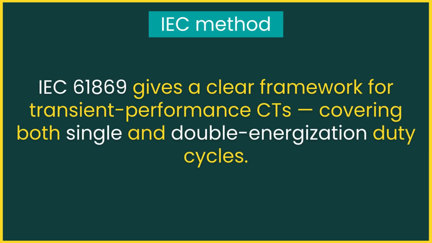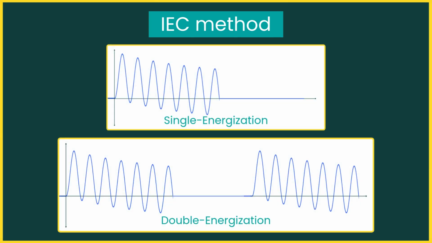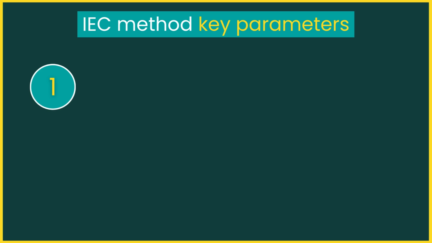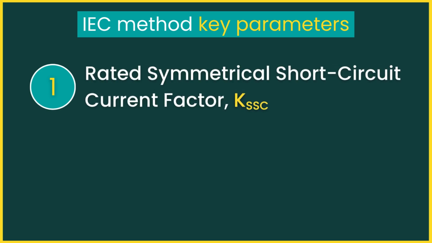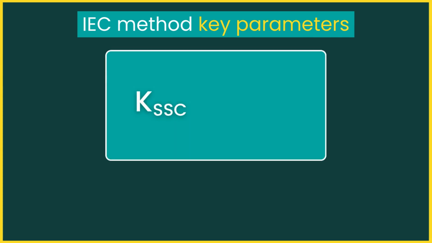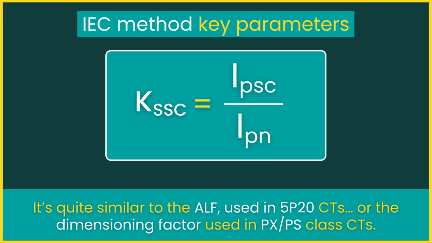IEC 61869 gives a clear framework for transient-performance CTs, covering both single and double-energization duty cycles. And it defines two key parameters. Number 1, the rated symmetrical short-circuit current factor, Kssc. And number 2, the transient dimensioning factor, Ktd. Kssc is the ratio of the RMS value of the primary symmetrical short-circuit current to the rated primary current. It's quite similar to the accuracy limit factor, or ALF, used in 5P 20 CTs, or the dimensioning factor used in PX or PS class CTs.